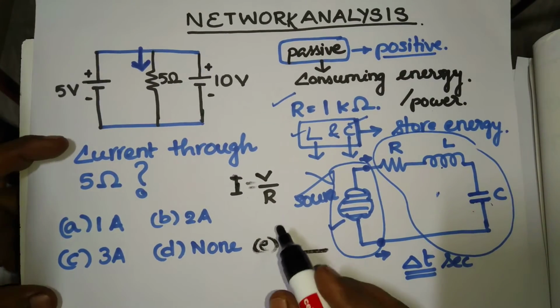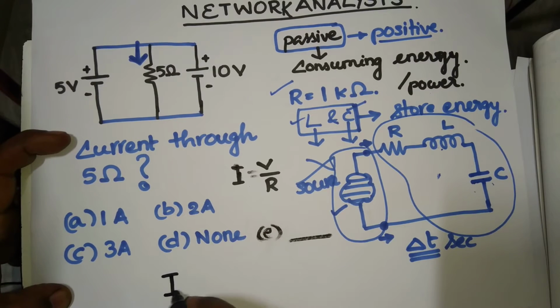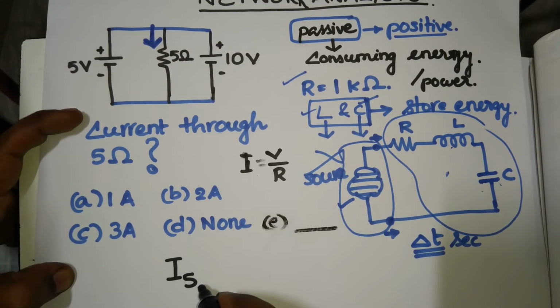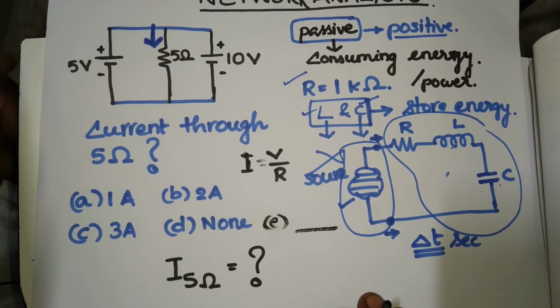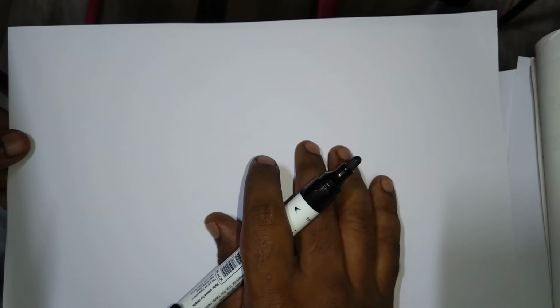But in reality, what is the answer for this? Find the current through the 5 ohms. How do you tackle this one? How do you tackle this?